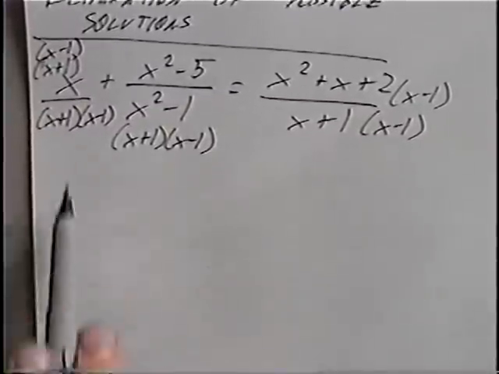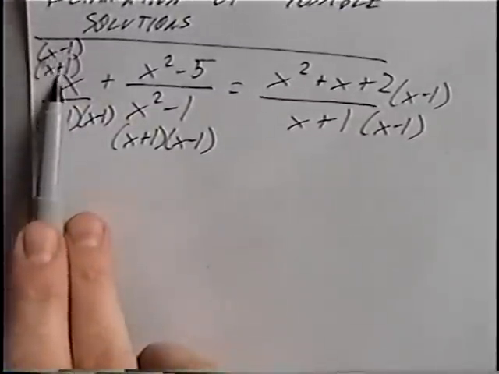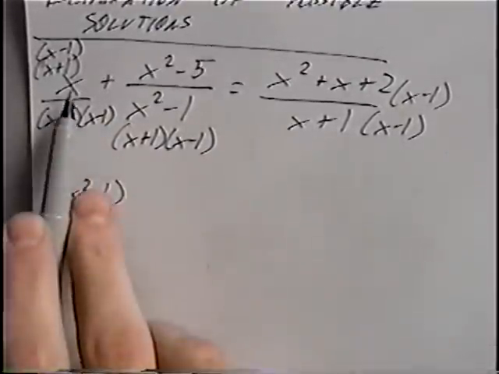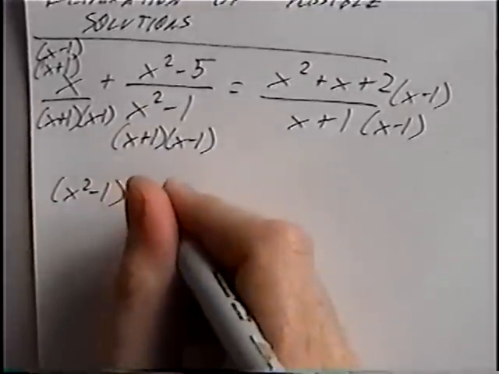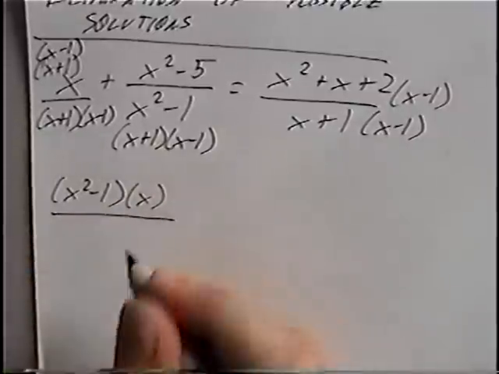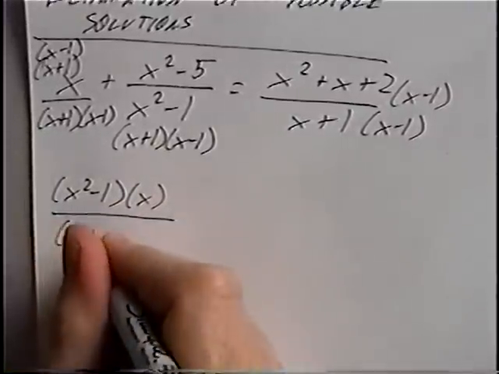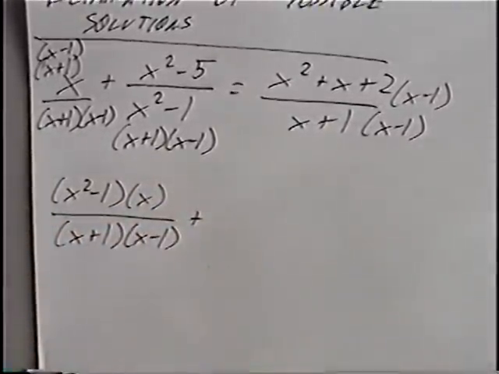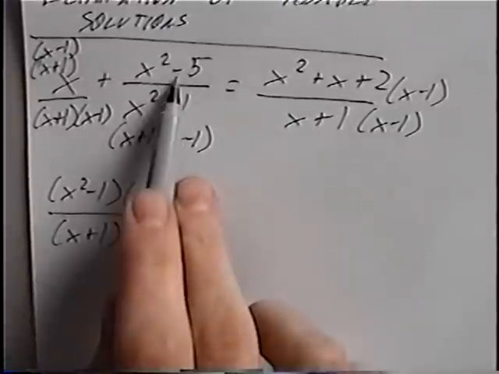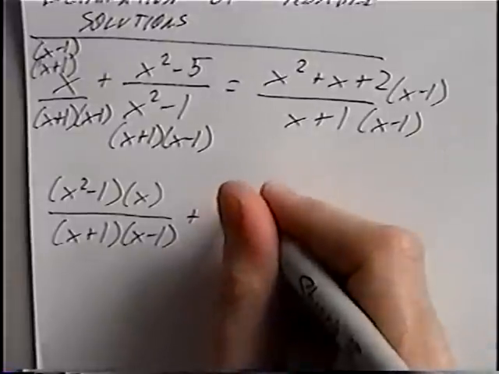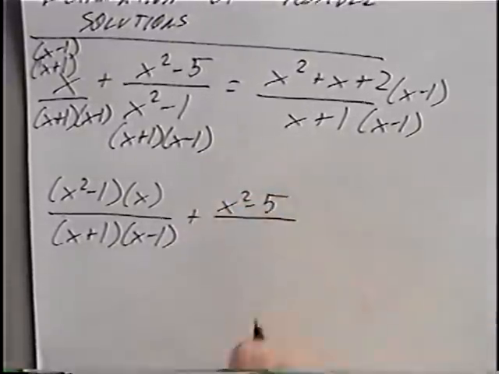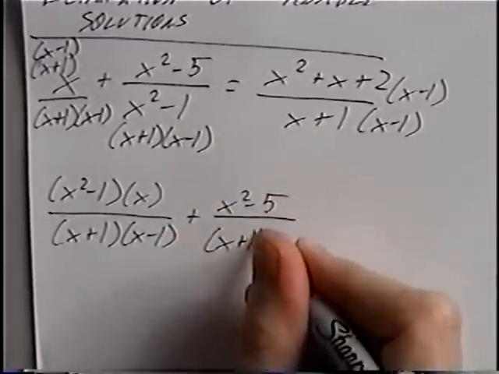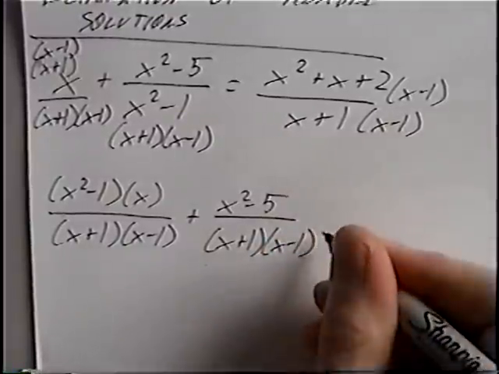Multiplying these out, x minus 1 times x plus 1, that's the same as x squared minus 1. And then we're multiplying by x. And the denominator is x plus 1, x minus 1. The second fraction did not change, x squared minus 5. We'll leave the denominator in factored form, x plus 1, x minus 1.